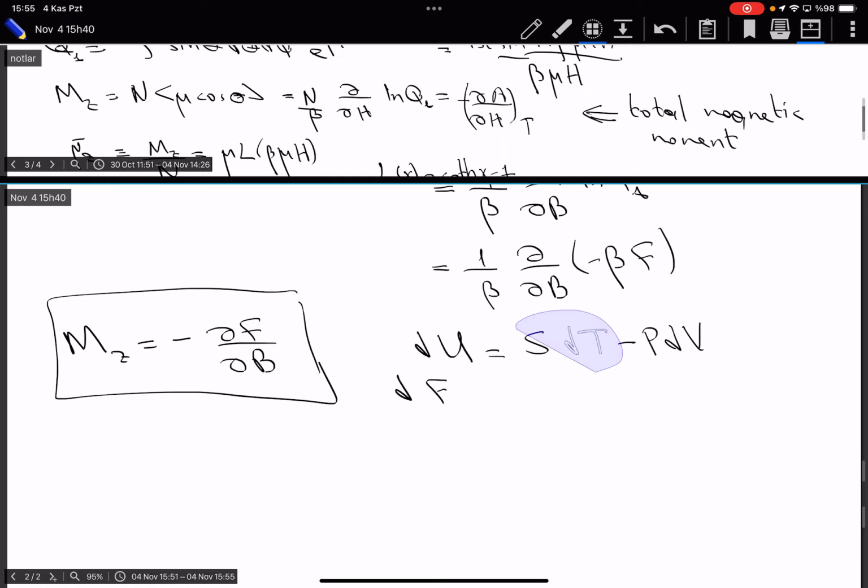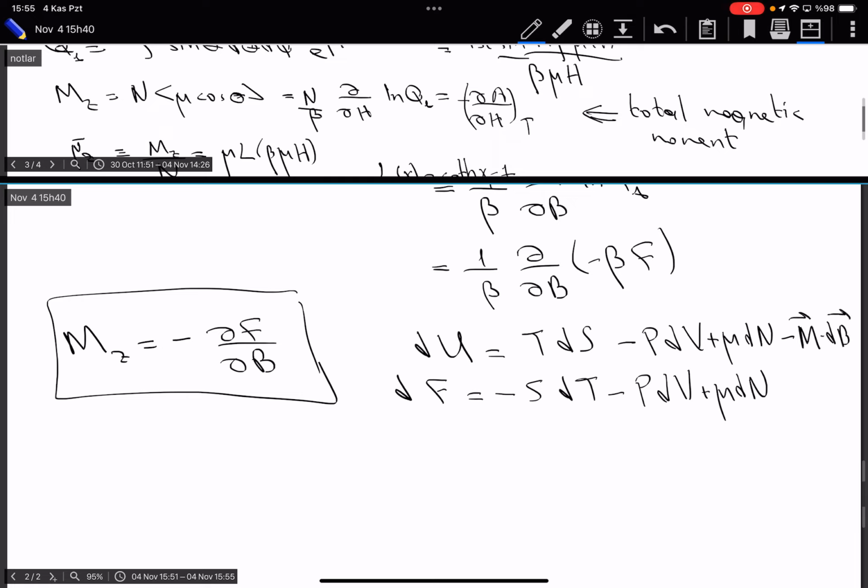No, sorry, this is TdS. The differential of the free energy is minus S dT minus p dV. Well, there might be other influences that will change the internal energy of the system. For example, if the number of particles is changing, you can just add mu dN over here, also mu dN here. Well, if there is a magnetic field, the total magnetization, the magnetic dipole moment, will also contribute to the energy. So this will be minus m dot dB.